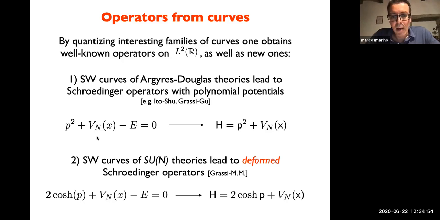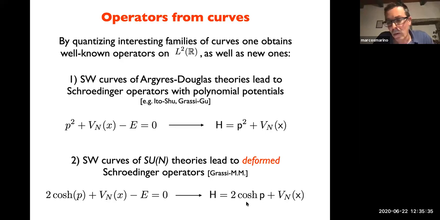Now, if you think of Seiberg-Witten curves for Argyres-Douglas theories, or for SU(N) theories, which, if you write them in the way that is natural from the point of view of integrability, have a hyperbolic cosine of p plus a polynomial potential in x. When you quantize these curves, you obtain Hamiltonians which are natural deformations of the standard non-relativistic Hamiltonians, just that instead of p squared, you have cosine of p. So the quantization of curves is very natural from the point of view of spectral theory. It gives you operators that you can study with the tools of spectral theory.